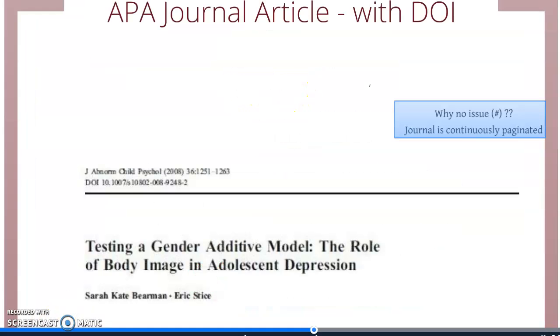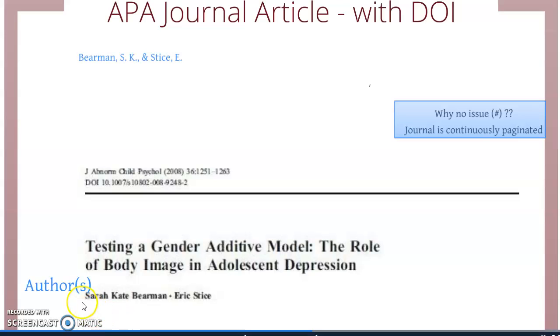remove that hyperlink. If you find a journal in the library databases, many times these journal articles will have what's called a DOI, or a digital object identifier. If you have a journal article with a DOI, this is the form of citation you will need to follow. Again, with APA, we articulate the authors. Always keep them in the original order that they're listed on the article.